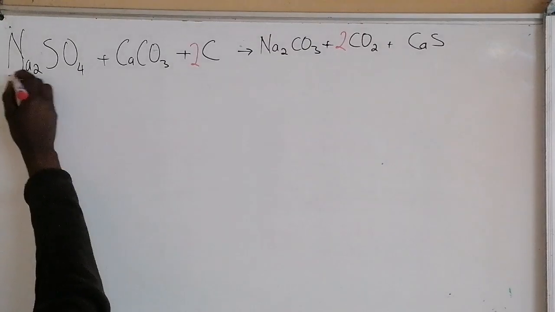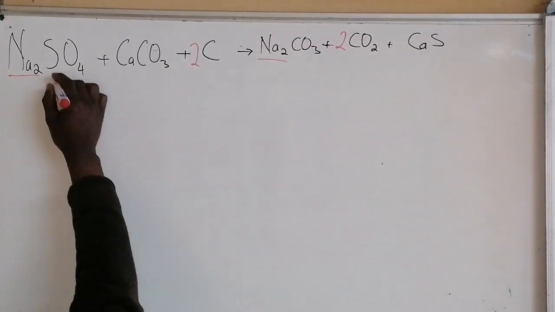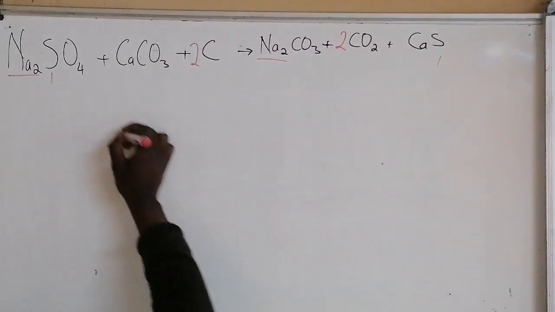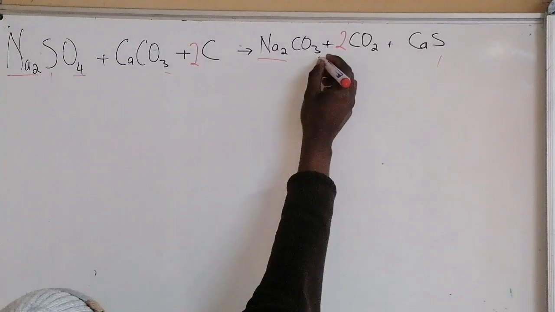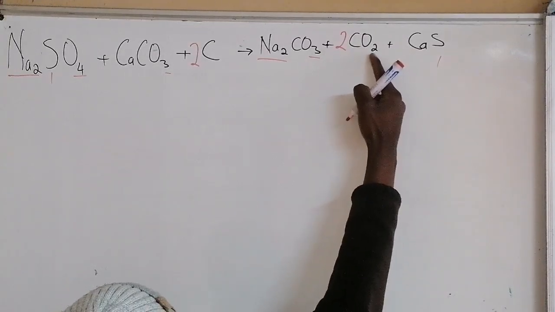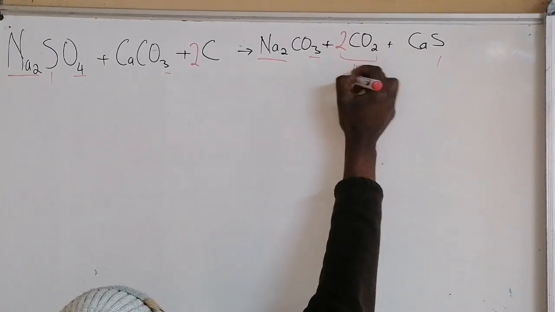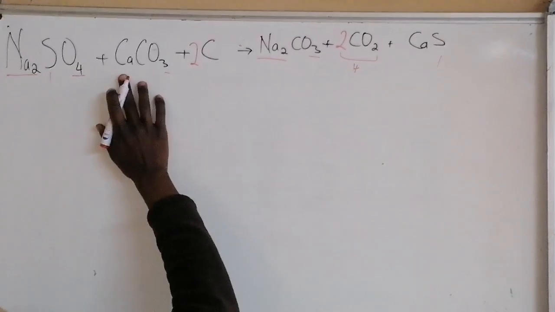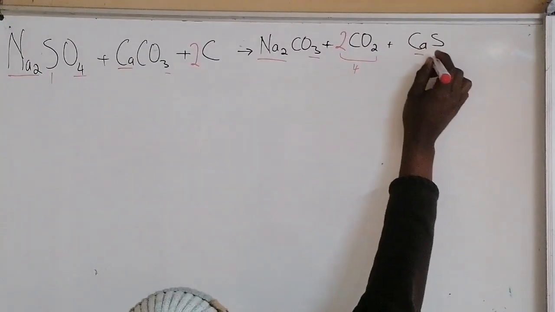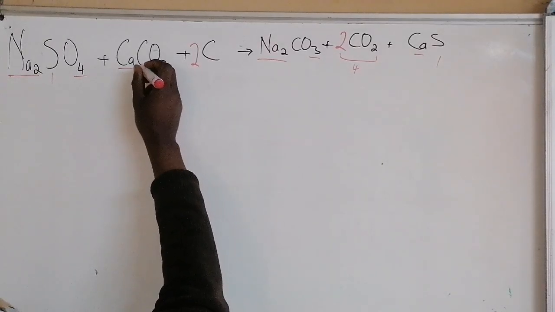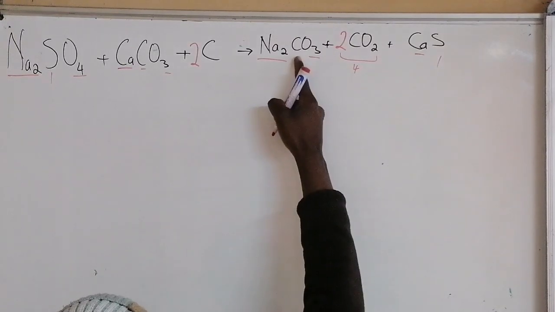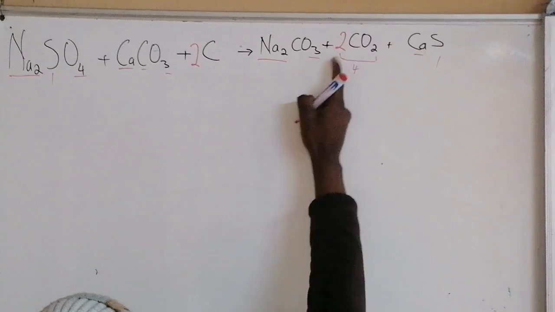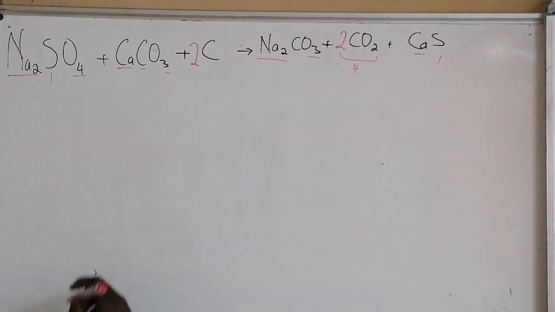Now, Na2, Na2. 1 sulfur, 1 sulfur. O4 plus this, is it O7? Yes, it's O7. Then O3 plus this times that, it's 4. Therefore, 4 plus 3, it's O7. 1 calcium atom, 1 calcium atom. This we discussed, okay? 1 carbon atom plus 2 carbon atoms, we have 3 carbon atoms. Yeah, so it's balanced. Let's check it.